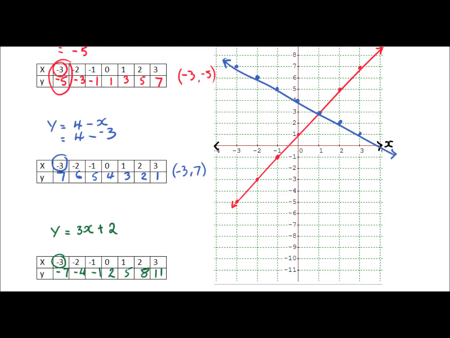Now in fact, if you're having difficulty, particularly with negative numbers, you don't need to start on the left hand side with -3. You could start with +3, 3 times 3 is 9, plus 2 is 11, then +2, and you'll actually see that there's a pattern starting to emerge.